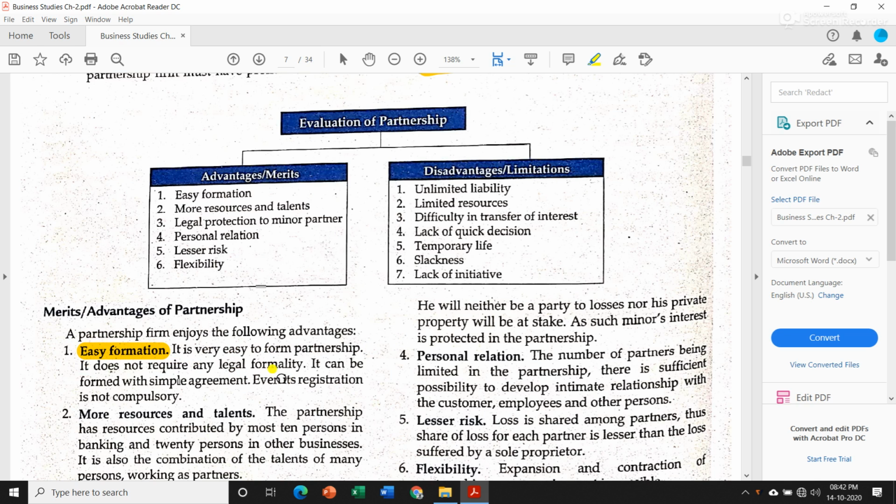It does not require any legal formality. It can be formed with a simple agreement. Even its registration is not compulsory. Now remember that for making a partnership, registration is not compulsory. If all the partners have agreed upon certain terms, if they have sorted out all the rules and regulations, then they can easily form the business.